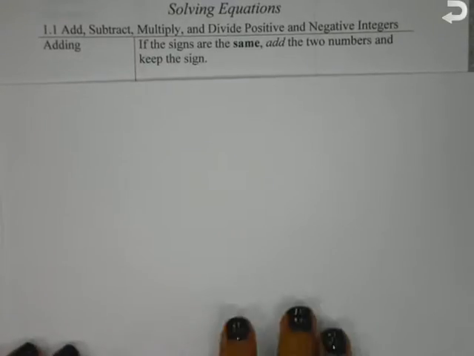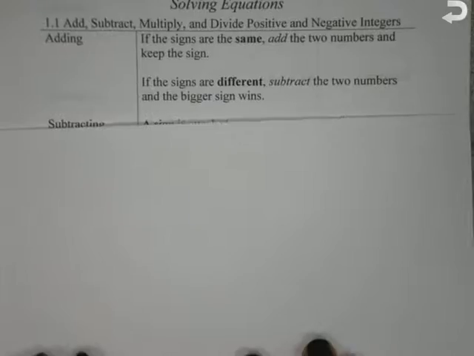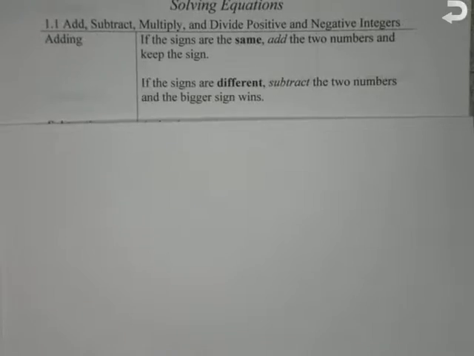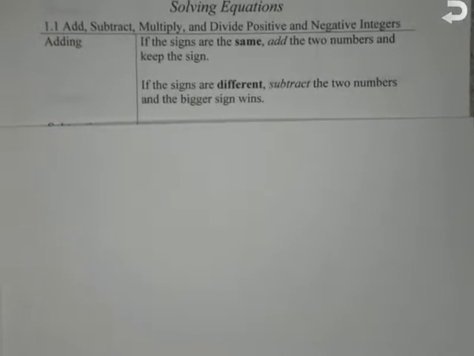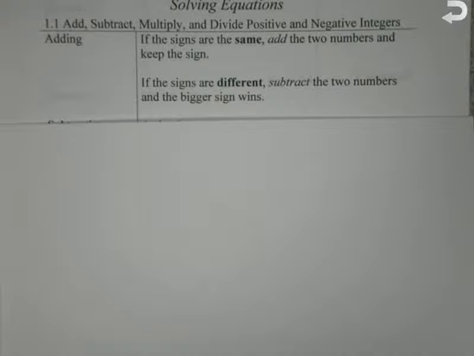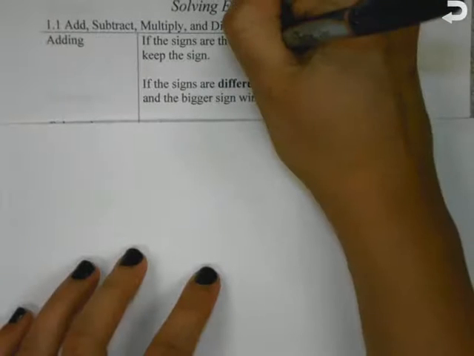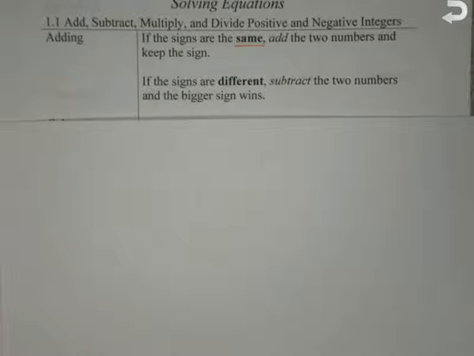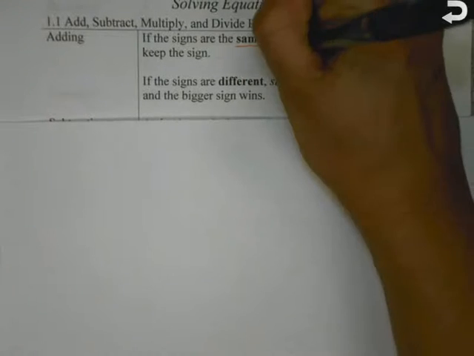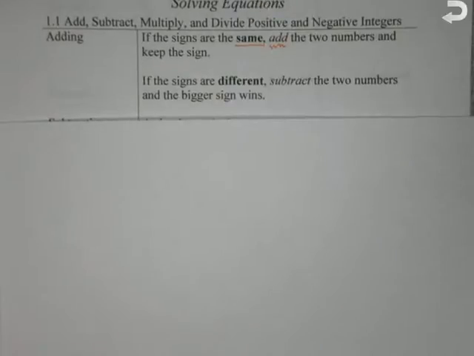Okay, we have two different rules for when the signs are the same and when the signs are different. And if there's any way that you can abbreviate this, go right ahead. These are your notes, as long as you know what it says when you read it again. So, number one, if the signs are the same, we are going to add the two numbers together, and then we keep the sign. So if we are adding and the signs are the same, we add the numbers and keep the sign.